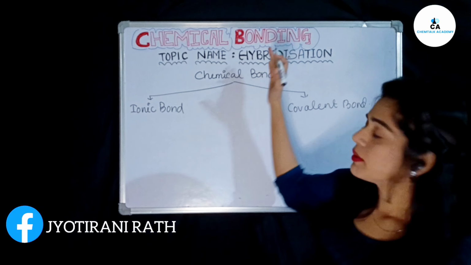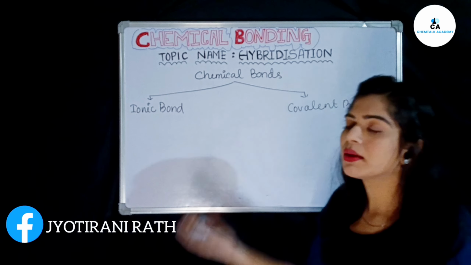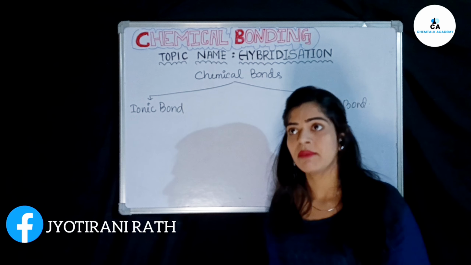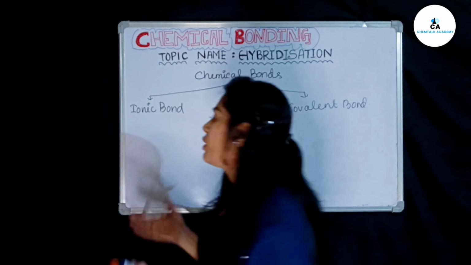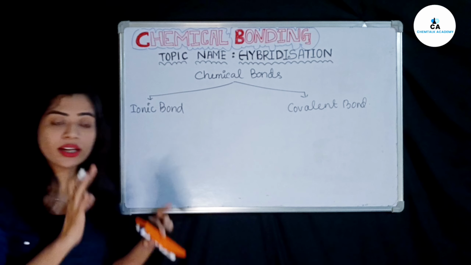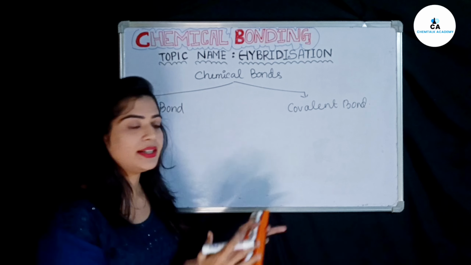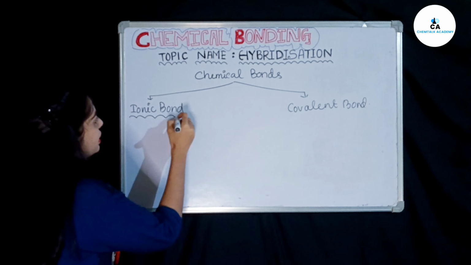To understand hybridization, first we have to understand the basics of chemical bonds, how many types of bonds there are, and what their characteristics are. What is ionic bond, what is covalent bond. After knowing that only, we can go for the complete details about hybridization. So what do you mean by ionic bond?